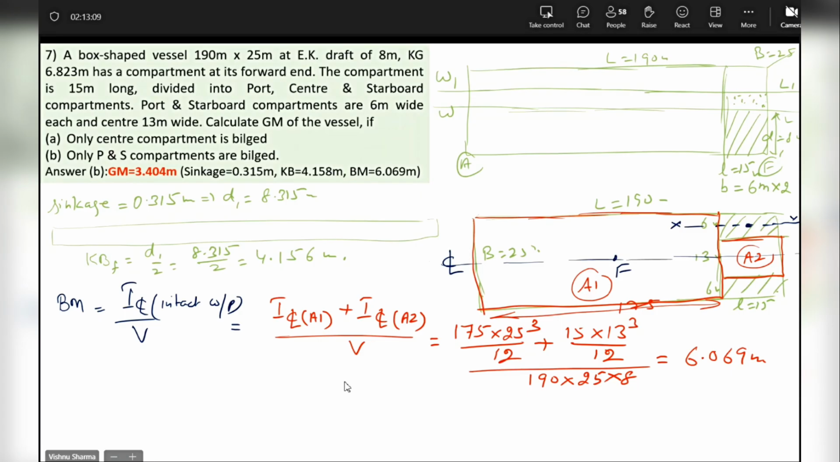And now you can add the KB, BM, subtract the KG. Are you getting the answer of 3.404? Please check. 3.404.